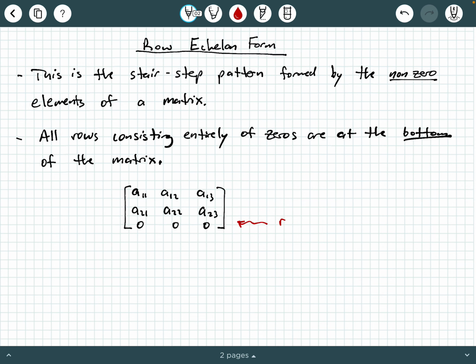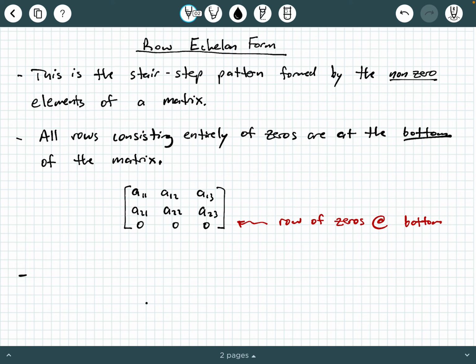Okay, so we'll make a little note here. We're going to say row of zeros at bottom of the matrix. Okay, now that's even if you have a row of zeros. You may not have a row of zeros, in which case this point is irrelevant. But if you do have an entire row consisting of zeros, you have to do a row interchange operation and put that row of zeros at the bottom of the matrix in question.